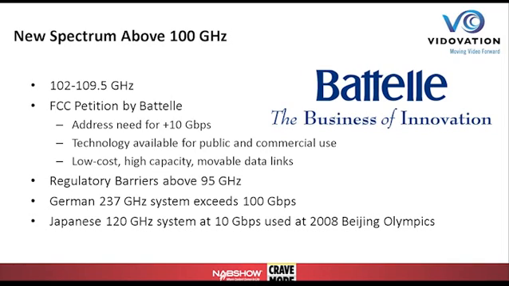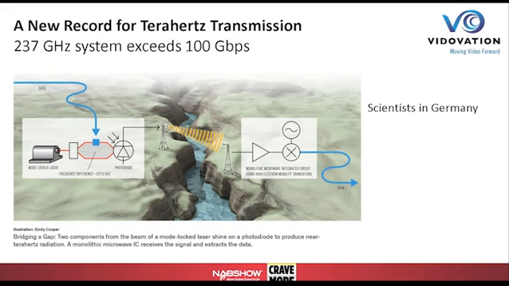The Japanese put into operation a 10 gigabit per second Ethernet link operating at 120 gigahertz for the 2008 Beijing Olympics. And that was a successful commercial usage of 120 gigahertz radios.